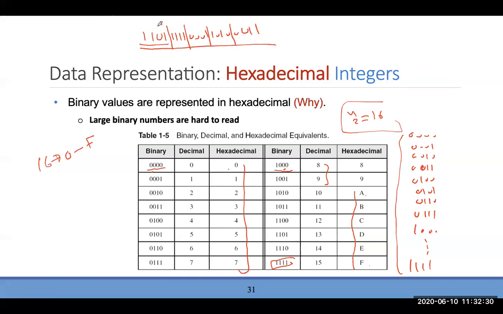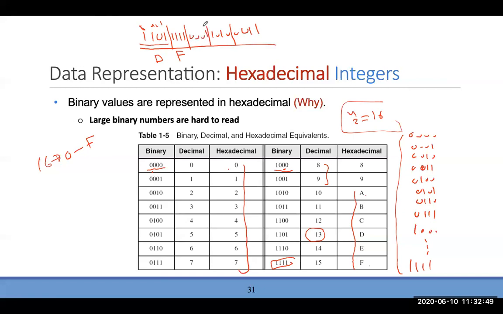So this is 1, 2, 4, 8. Again, this is 12, 13. So what is 13? 13 is D. So this is D. What is this? This is 1, 1, 1, 1. So 1 plus 2, 8 plus 4 is 12, 14, and 1 is 15, I'm sorry. So this is going to be F.